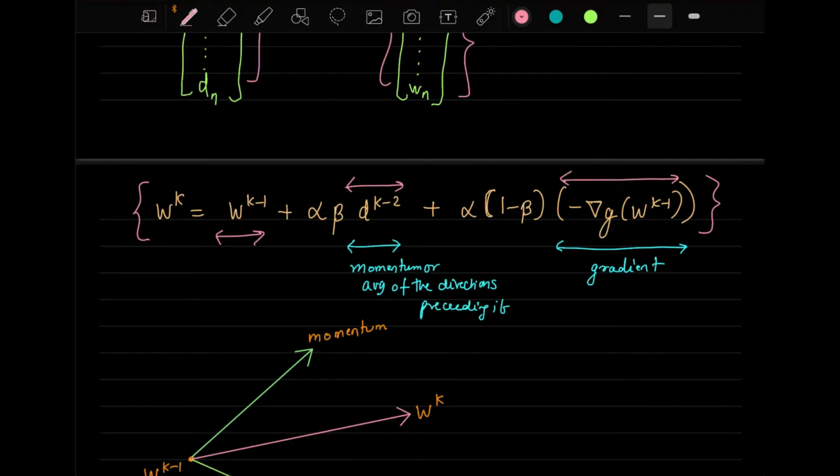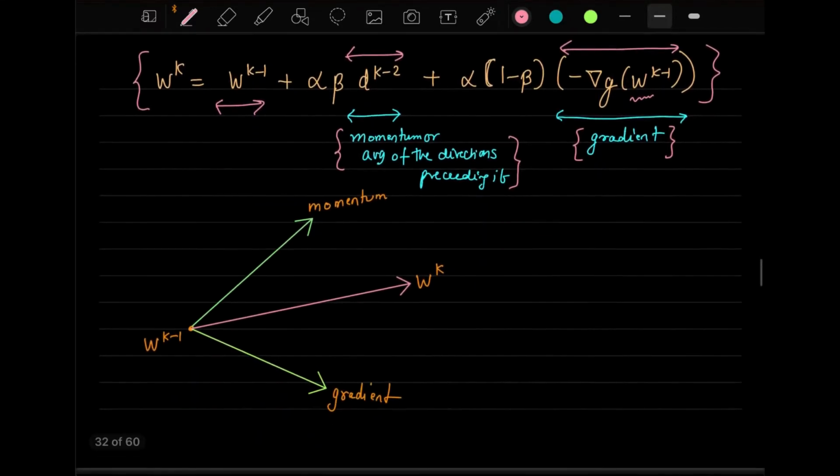The first term, as I told you also during the time series discussion, is the momentum, or the average of the directions that it has calculated in the previous calculations, and the second one is the gradient at the past evaluation Wk minus 1. So what momentum based gradient descent does is, you have this original data point Wk minus 1, and you want to move from Wk minus 1 to Wk.